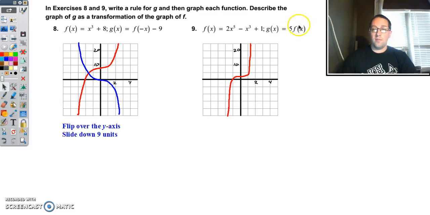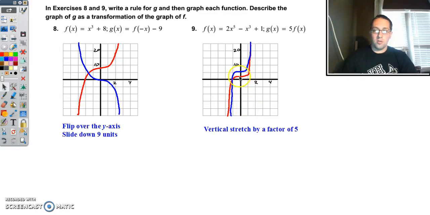So here we have the 5. It's on the outside, so that's in the A position. So it is a vertical stretch by a factor of 5. So it's going to start right where it was, and everything's going to get 5 times taller. Alright, so that puts it right there.